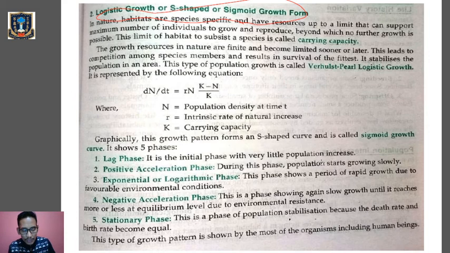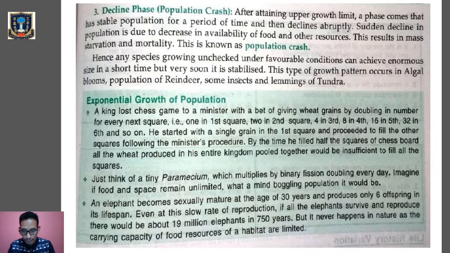So this will lead to competition among the species. Obviously, when there is a limited amount of food and space, there will be competition between the species. Those who are fit will survive, and it will stabilize the population. This type of population growth is also called the Verhulst-Pearl logistic growth model, and it is represented by the equation dN/dt = rN (K - N)/K, where N is the population density at time t, r is the intrinsic rate of natural increase, and most important, K is the carrying capacity. So remember this one.